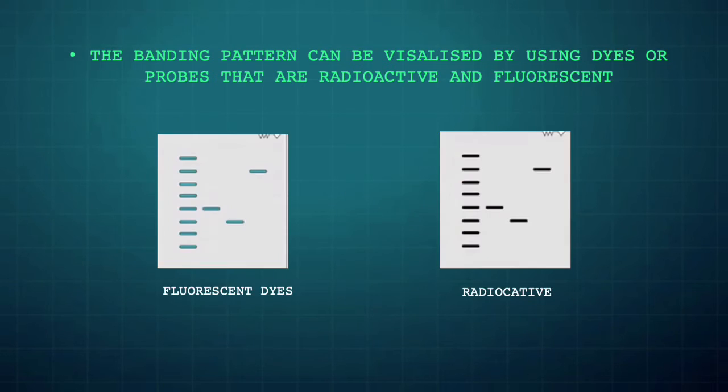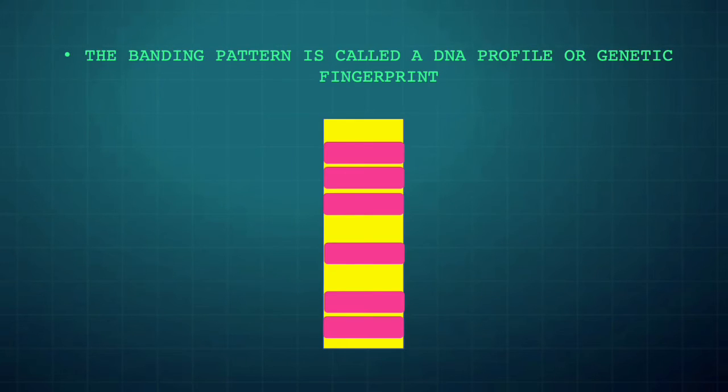The banding pattern can be visualized by using dyes or probes which can be radioactive or fluorescent. So when the DNA has run through the gel, we still can't see the DNA because it's very small, but we could have fluorescent dyes which give off a particular signal or color. Or we can have radioactive dyes or probes which give off things like X-ray signals. The unique banding pattern that we make is called a DNA profile or genetic fingerprint.